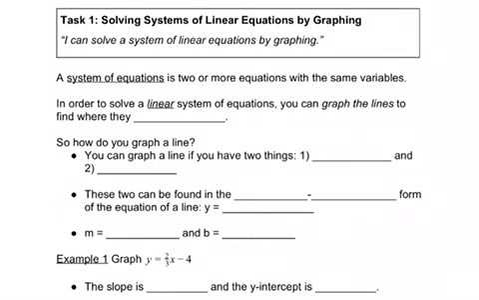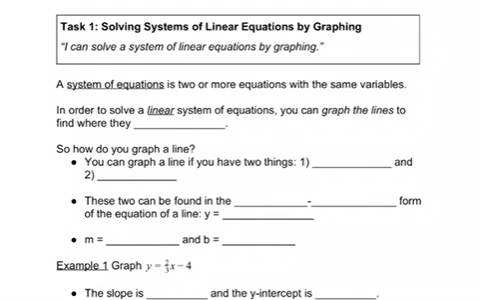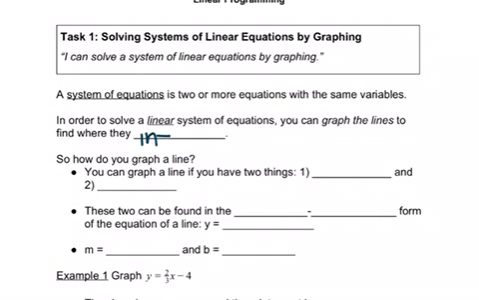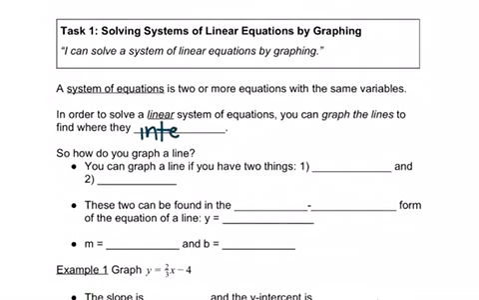Task 1. Solving systems of linear equations by graphing. A system of equations is two or more equations with the same variables. In order to solve a linear system of equations, you can graph the lines to find where they intersect. So we want to, in this task, find where two lines cross.